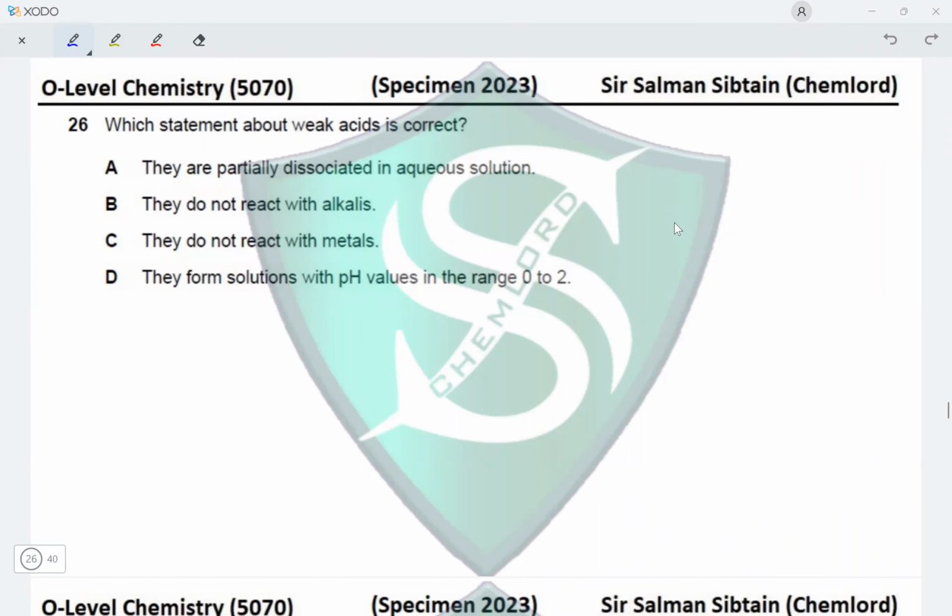Question 26. Which statement about weak acid is correct? They are partially dissociated in aqueous solution. This is the definition of a weak acid.